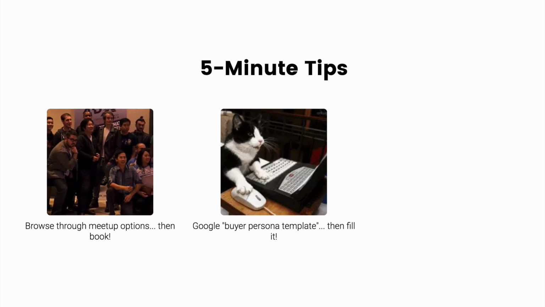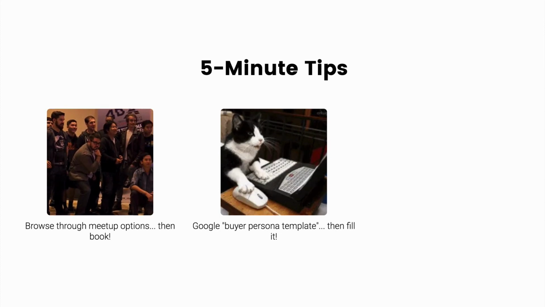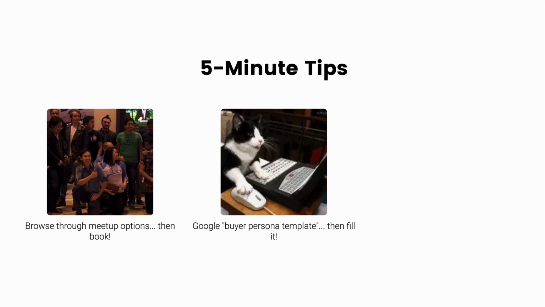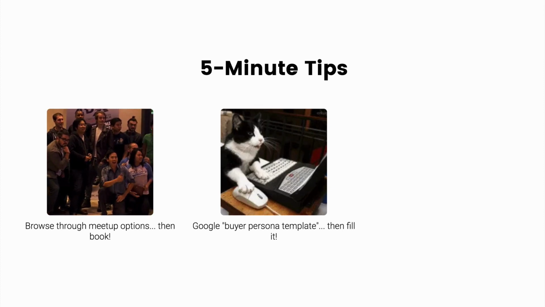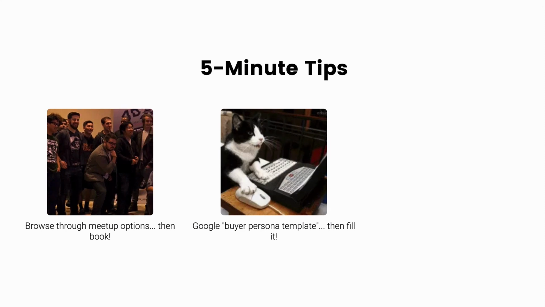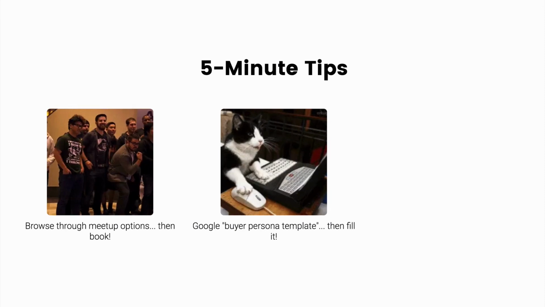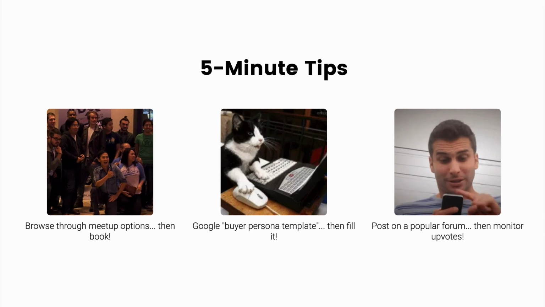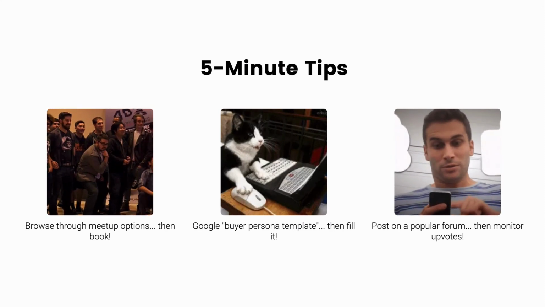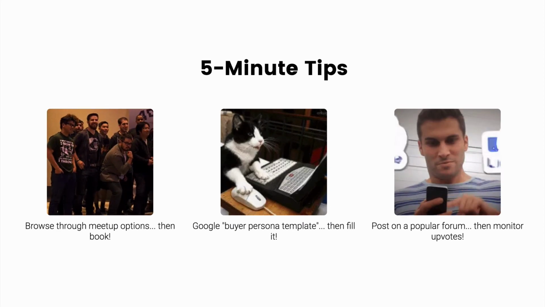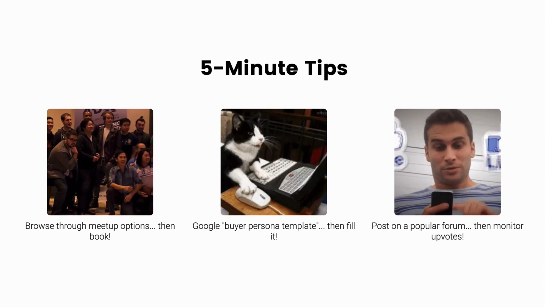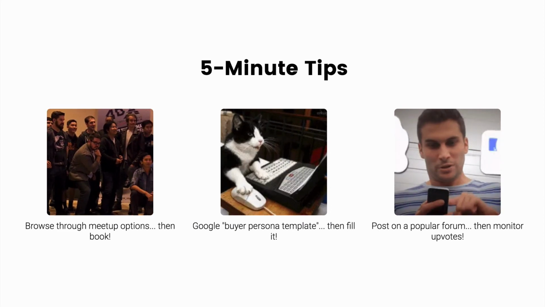Number 2, Google the buyer persona template. There's tens, if not hundreds of them. Fill it just to get a reminder of who your audience is and how you want to engage with them. And finally, select a super high traffic, high engagement forum and then monitor your upvotes. Based on the upvote, keep on doing what you just did because it tends to work.